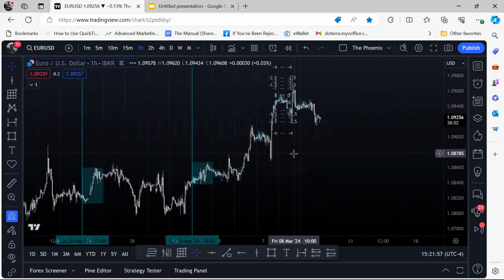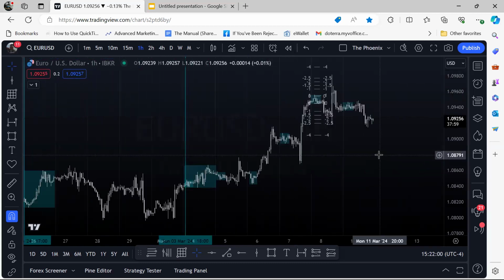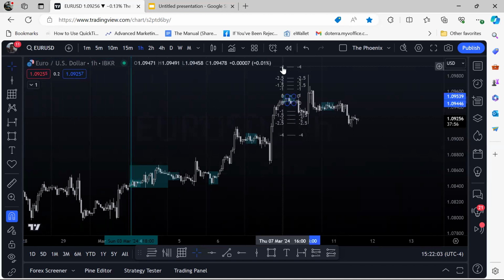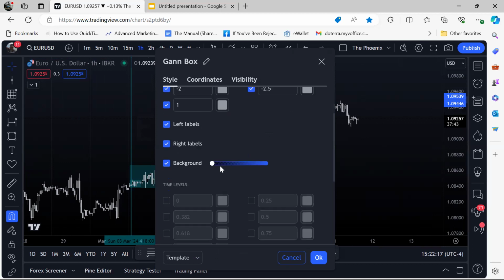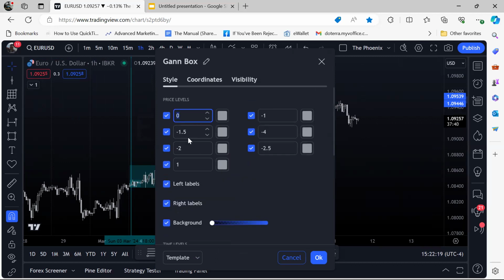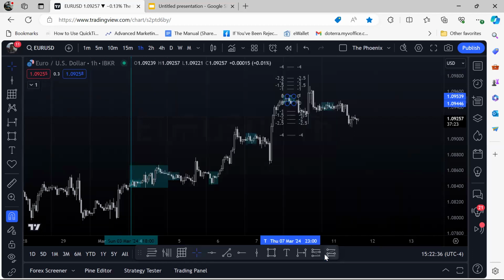So as I said, I hope you can go into your charts and do some studies. Let me give you the settings for this. It's a Gann box. We basically use the price levels here. Sorry, is that the case? Yes. So 0, 1, negative 1.5, negative 2, and 1, all of these. You just apply those settings and it will give you the projections that you see on the screen. You can always pause it and look at it.